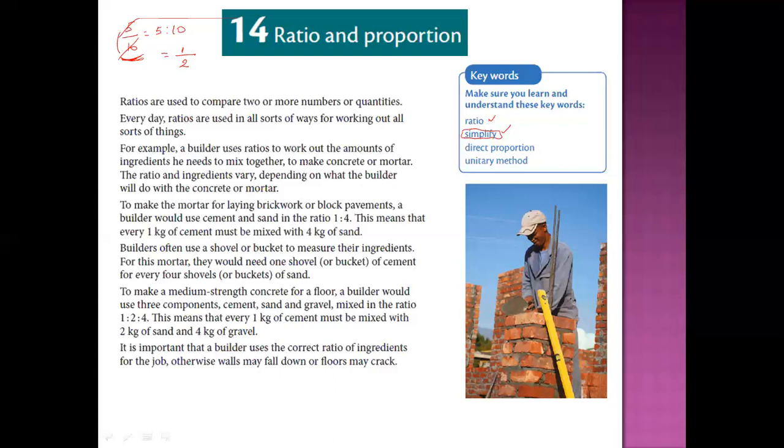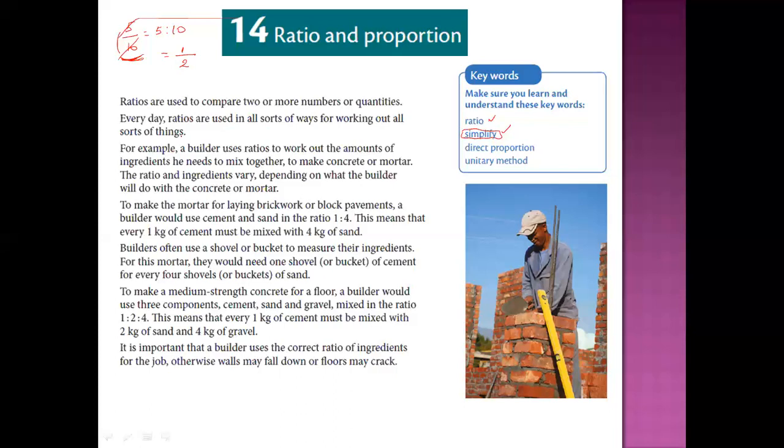We have some examples. Now I want to show you some examples. Every day, ratios are used in all sorts of ways for working out all sorts of things. We come across them many times in normal daily life, but we don't realize.